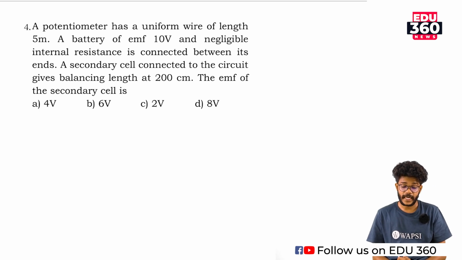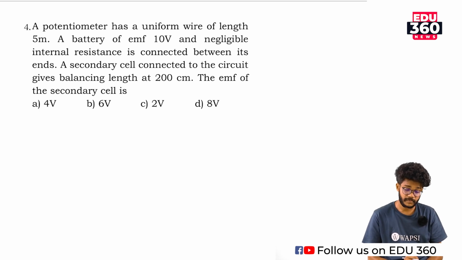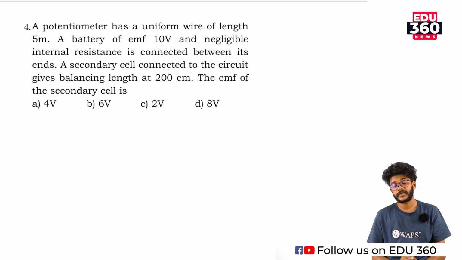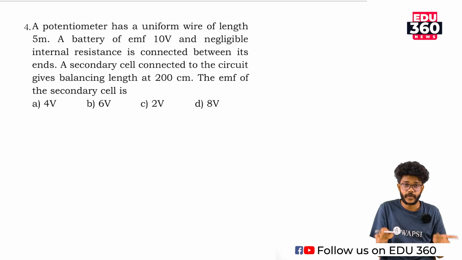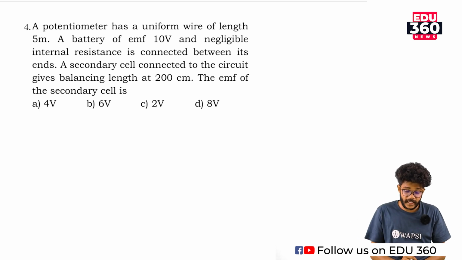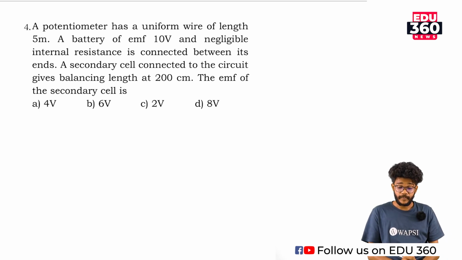A potentiometer has a uniform wire of length 5 meter. A battery of EMF 10 volt and a negligible internal resistance is connected between its ends. A secondary cell, another cell, is connected across a length only. The secondary cell connected to the circuit gives balancing length at 200 centimeter. What is the EMF of the secondary cell?